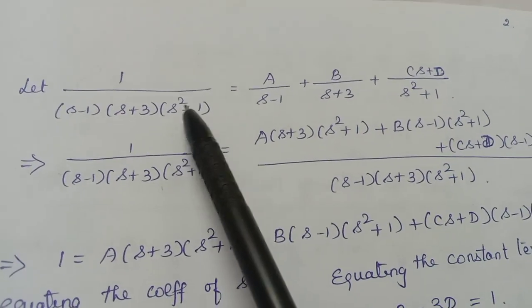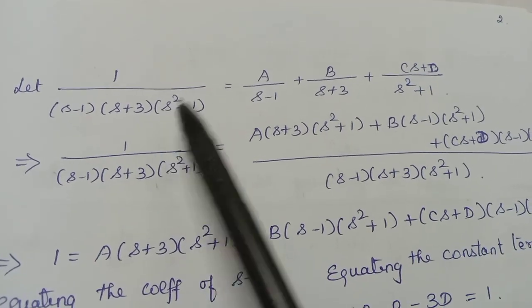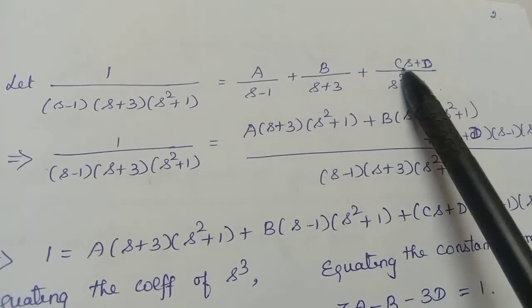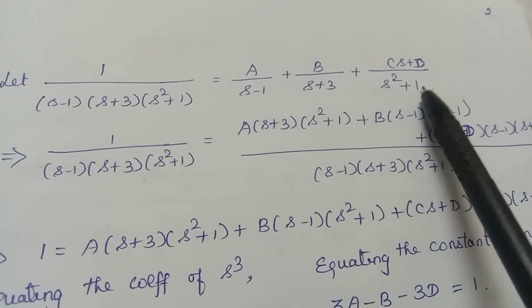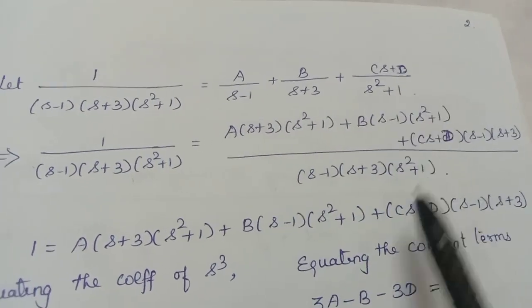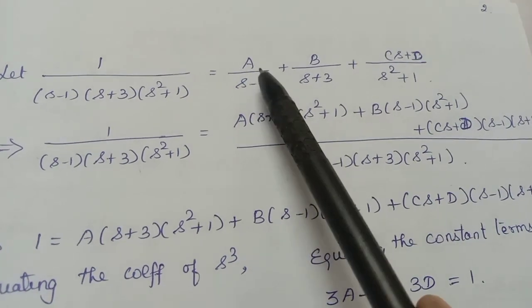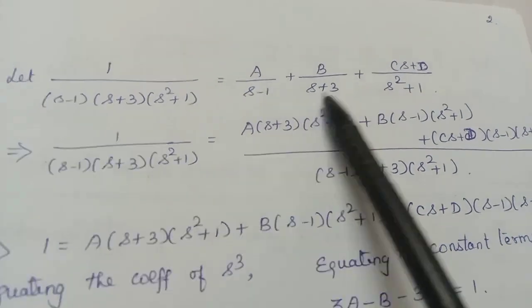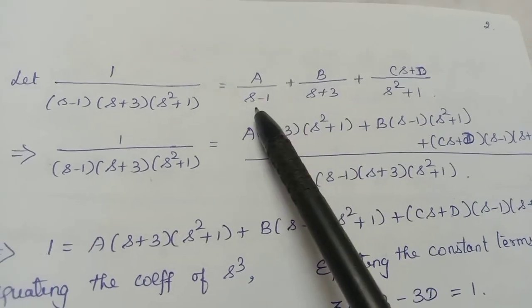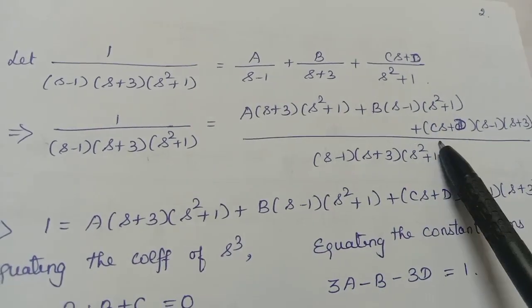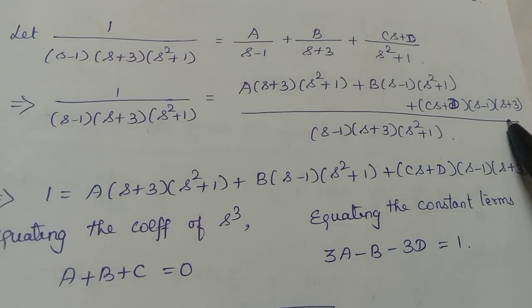This is s square plus 1, no? So for terms of this type, you have to take it like cs plus d by s square plus 1. Okay, right? Now you take LCM on the right hand side. So (s minus 1)(s plus 3)(s square plus 1) in the denominator. So the numerator will be a into (s plus 3)(s square plus 1) plus b into (s minus 1)(s square plus 1) plus (cs plus d) into (s minus 1)(s plus 3).